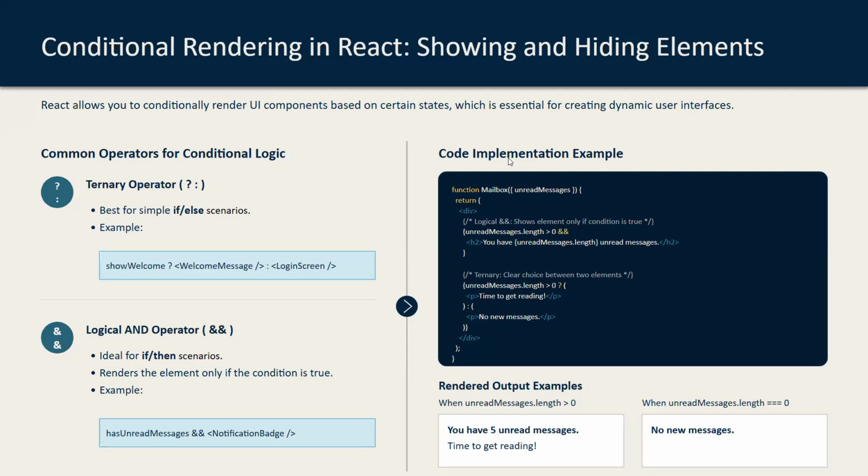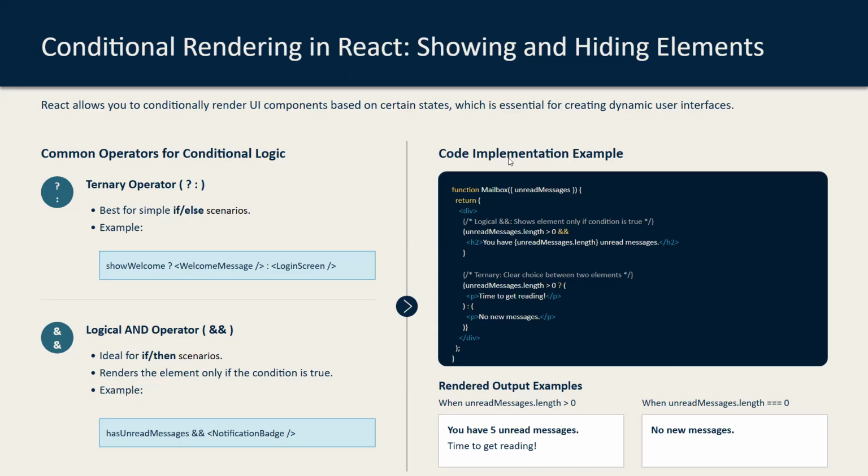So let's start with conditional rendering. Conditional rendering in React just means showing or hiding parts of the user interface depending upon some condition or state. And here are some common operators that are used to implement that condition logic. The first operator is the ternary operator, which is usually denoted by a question mark and a colon. The ternary operator is useful when you want React to choose between two different things to render, like one element if a condition is true and another if the condition is false.